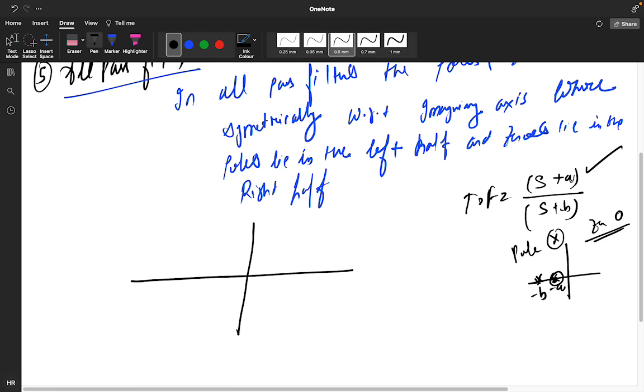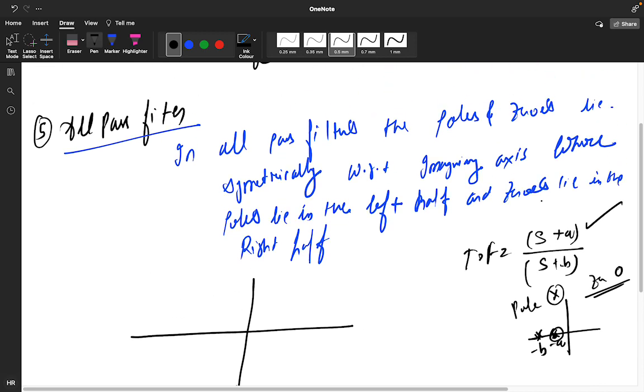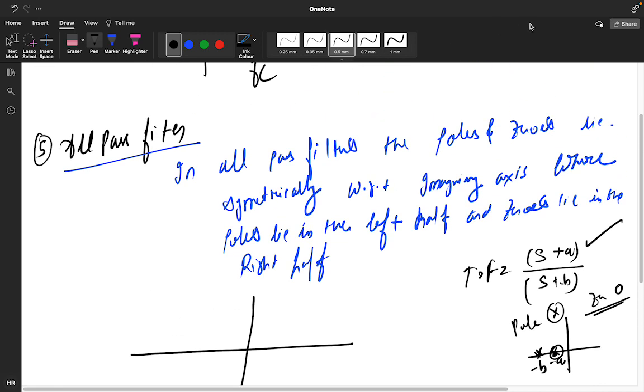So if you are getting any transfer function like this, zeros are the roots of the numerator, and poles are the roots of the denominator of the transfer function. Poles are denoted by cross and zeros are denoted by dot. So in an all pass filter, poles and zeros lie symmetrically with respect to the imaginary axis. So this is your imaginary axis.